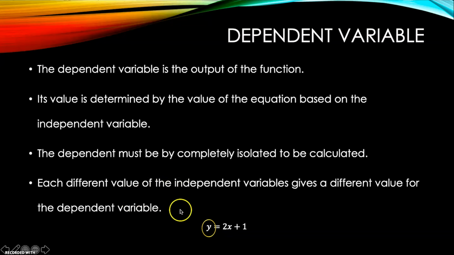But the dependent variable must be completely isolated, and it can't have any coefficients or numbers on its side of the equation. As you can see, this y is just by itself. It's just y because it's a dependent variable. It can only be y. And if it does have other elements and numbers in the equation, it has to be changed so that it's just y, or else calculations will not be correct. It will not be able to be done. And each different value of the independent variable gives a different value for the dependent variable. Each input gives a different output.